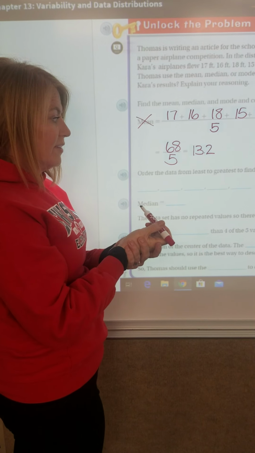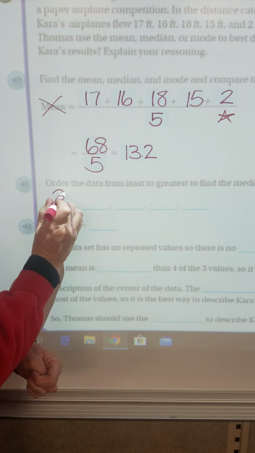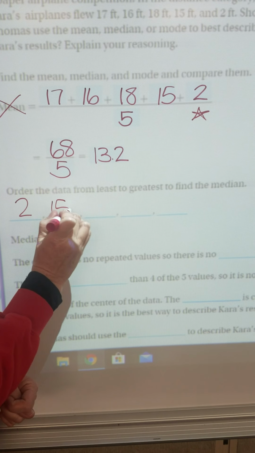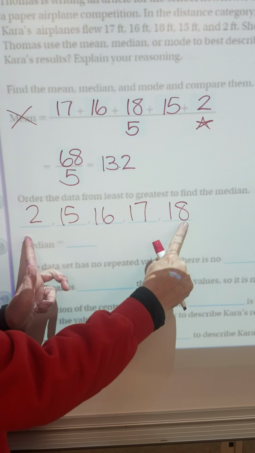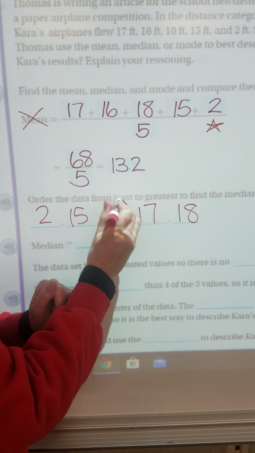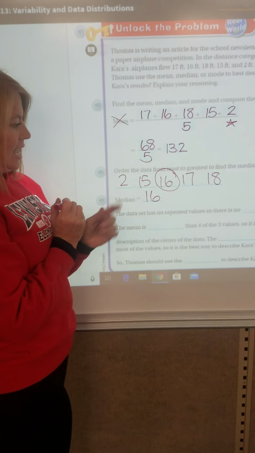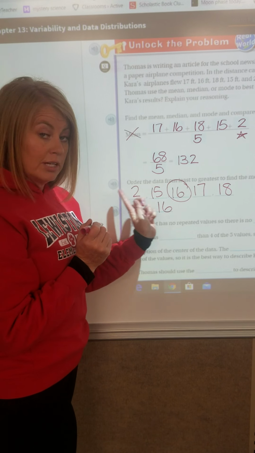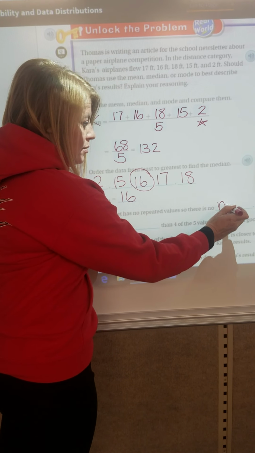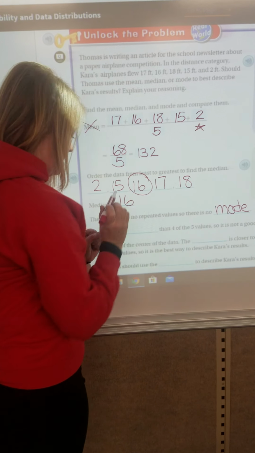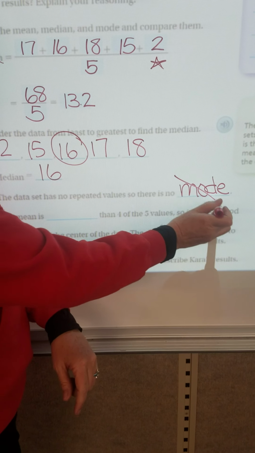Okay, now if we find the median, we're going to put all of those in order from smallest to biggest. So 2, 15, 16, 17, 18. Okay, so finding the one in the middle, 16. Okay, the median is 16. And as we look at those, boys and girls, there are no numbers that are repeated twice. So we would say there is no mode. Okay, so if there isn't even a mode, then obviously we can't use that one either.